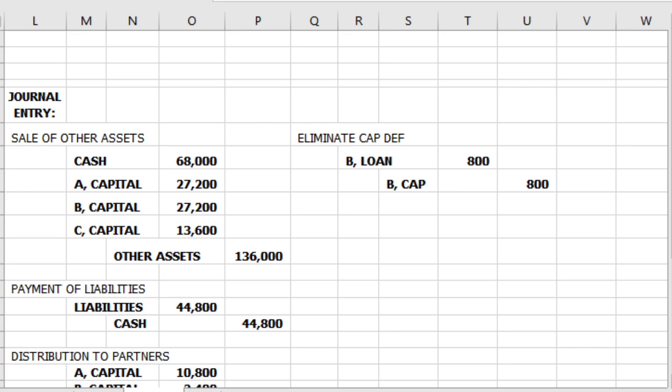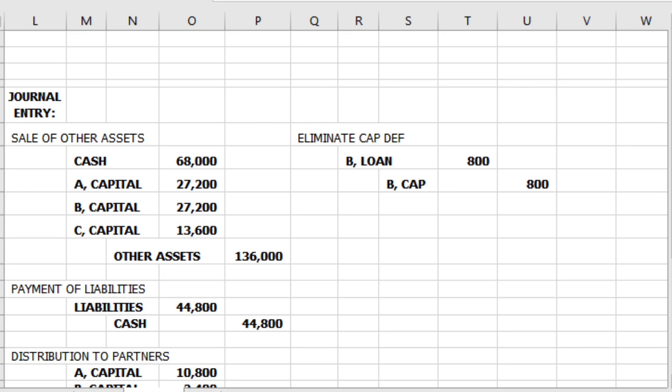So ito na yung ating entry for the sale of other assets. So dito tayo sa sale of other assets. So 68 yung natanggap natin pera, pero yung other assets natin is 136,000. So half talaga yung loss. So yung loss natin is 68,000 that will be distributed using the profit and loss ratio. Again, 68,000 times 40% for both A and B, and then 20% for C. So yan yung kanilang loss.